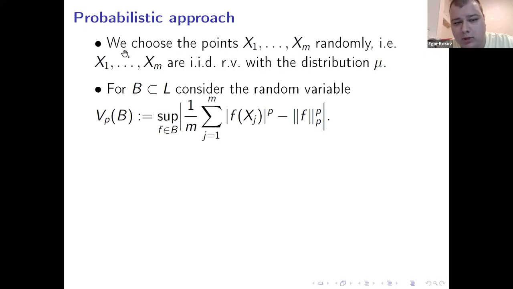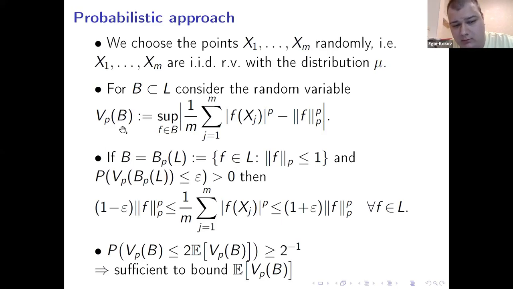We take the probabilistic approach, similar to the approach from Professor Schechtman's talk. We consider random points, which are independent and distributed according to our measure mu. And for a set B in our subspace L, we consider the error of discretization. This is very similar to the quantity from Professor Temlyakov's talk. If x1, ..., xm are random, then this is a random variable. If we take B to be the unit ball with respect to the L^p norm in our subspace L, and we somehow manage to prove that with some non-zero probability this quantity V_p is less than epsilon, then we have the discretization inequality with this probability.